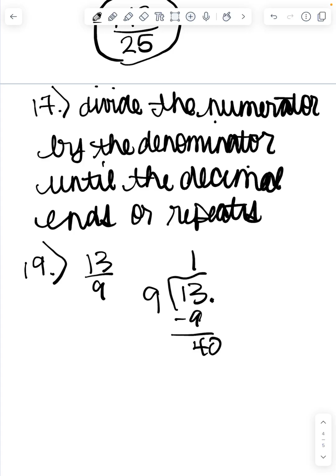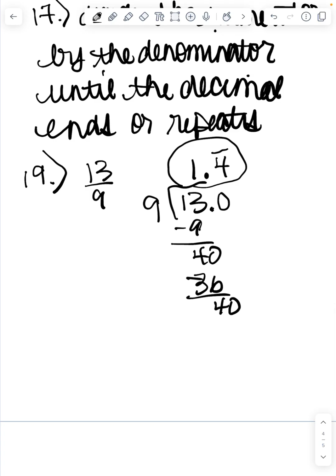Then we're going to need to add a decimal and a 0, bring all that up here. And then we end up with 4/36. Oh, I see it happening right away. You're going to end up getting 4 every single time in a 40, which means this is a repeater. So we have 1.4 repeat the 4 here.